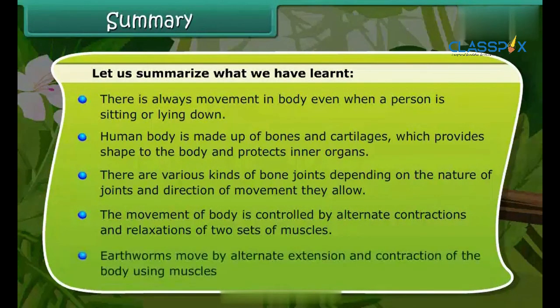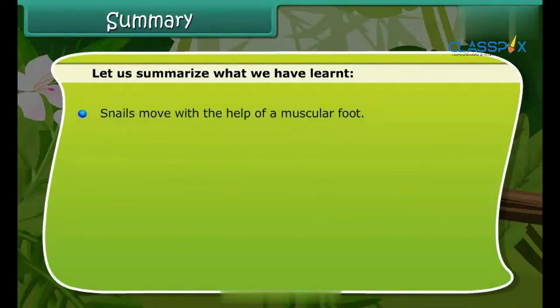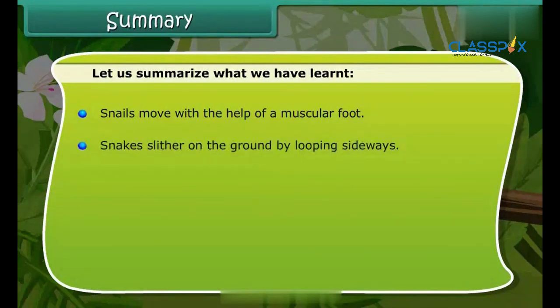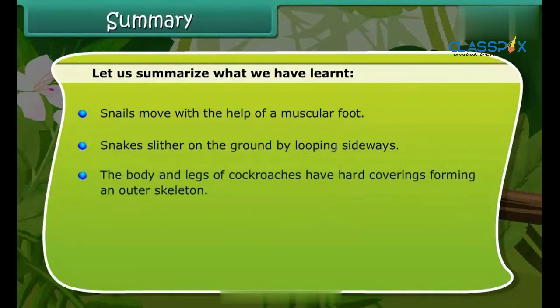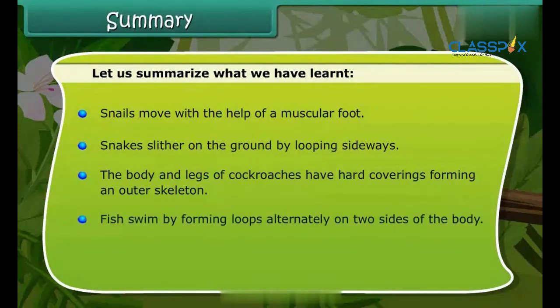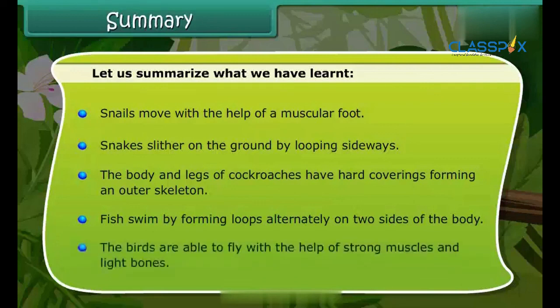Earthworms move by alternate extensions and contractions of the body using muscles. Snails move with the help of a muscular foot. Snakes slither on the ground by looping sideways. The body and legs of cockroaches have hard coverings forming an outer skeleton. Fish swim by forming loops alternatively on two sides of the body. The birds are able to fly with the help of strong muscles and light bones.